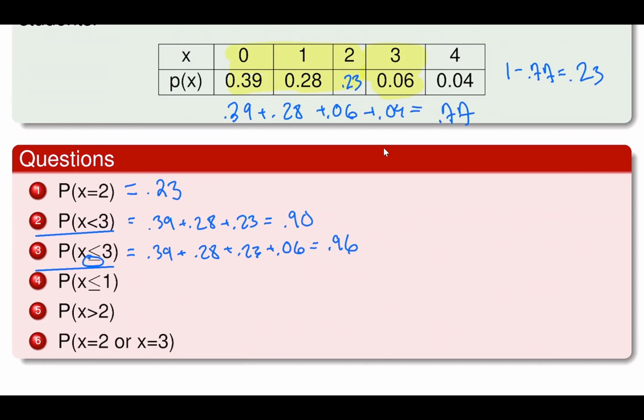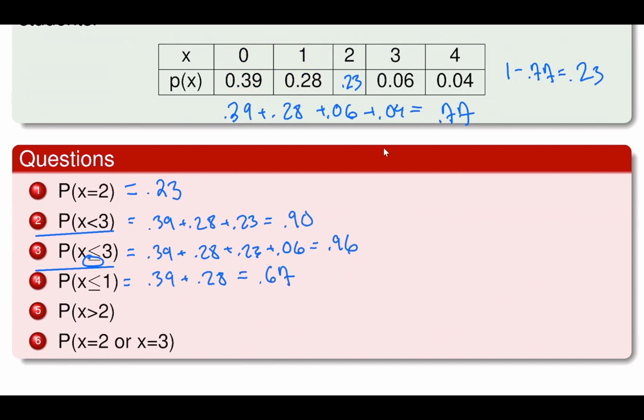All right, let's do 4. For 4, it's the probability that x is less than or equal to 1. If we want it to be less than or equal to 1, that means you want to include these two numbers, because 0 is less than 1 and 1 is equal to 1. So we want 0.39 added to 0.28. You get 0.67. All right. Any question on this so far?